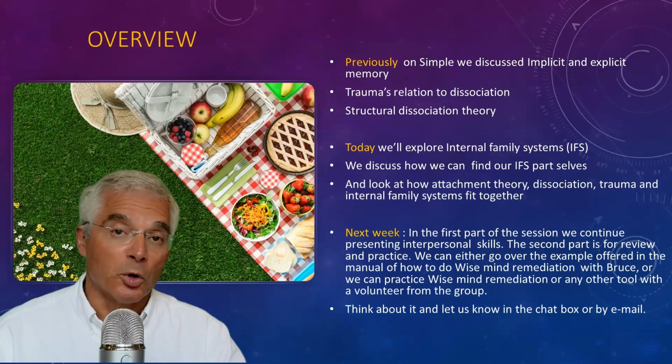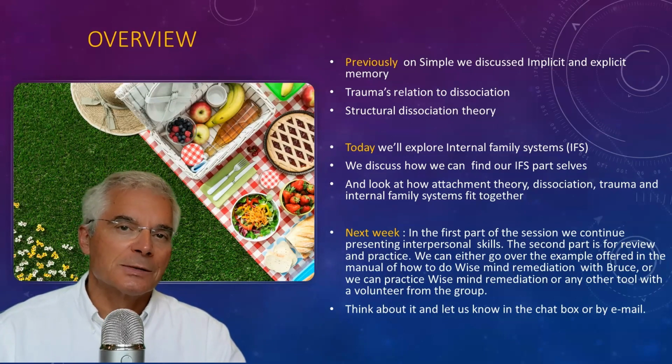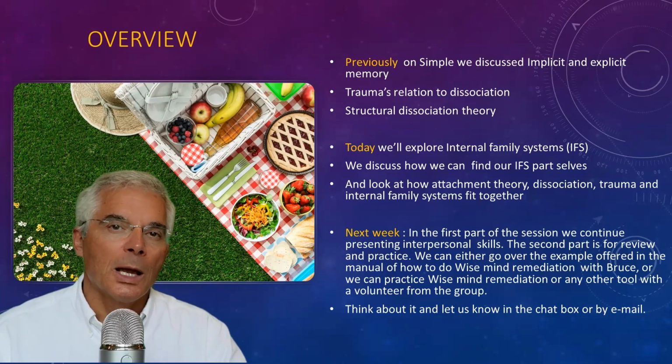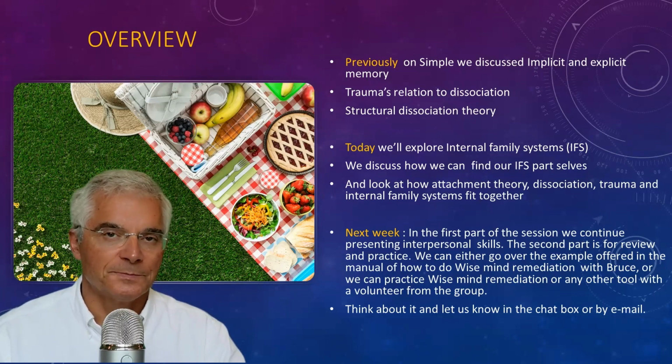To give you a bit of an overview of what we've covered and will cover, previously on Simple, we discussed implicit and explicit memory. We talked about trauma's relation to dissociation and discussed the structural dissociation theory. Today, we'll explore internal family systems. We will discuss how we can find our internal family systems part selves and look at how attachment theory, dissociation, trauma, and internal family systems fit together.